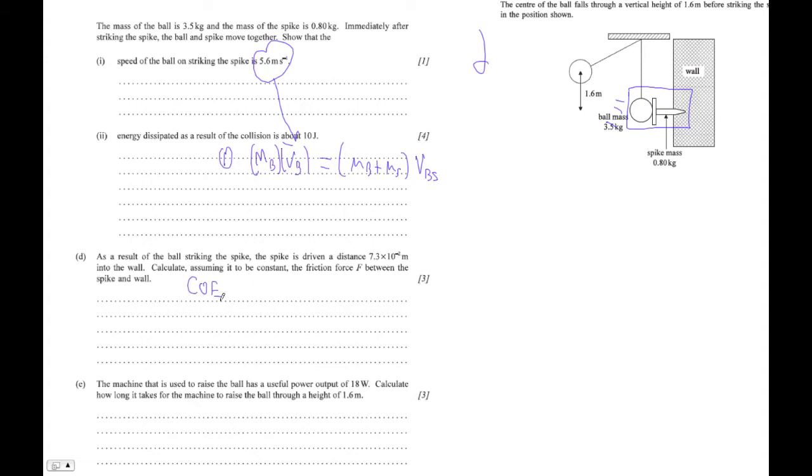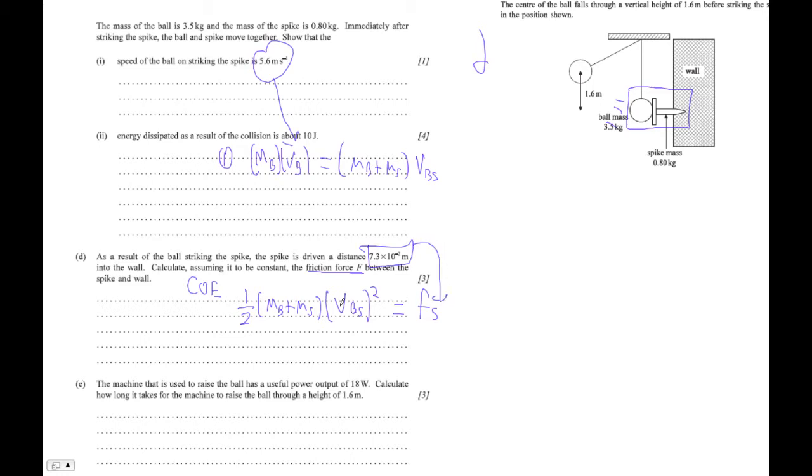Okay, so we're going to set up a conservation of energy argument. We are going to say that 1/2 mv squared, so 1/2 mass of the ball plus the mass of the spike times the velocity of the ball and the spike squared, right? That's the kinetic energy that the whole system has. You're going to say that equals force times distance, right? So that we're trying to find the friction force. They're telling us that this is our distance, right?